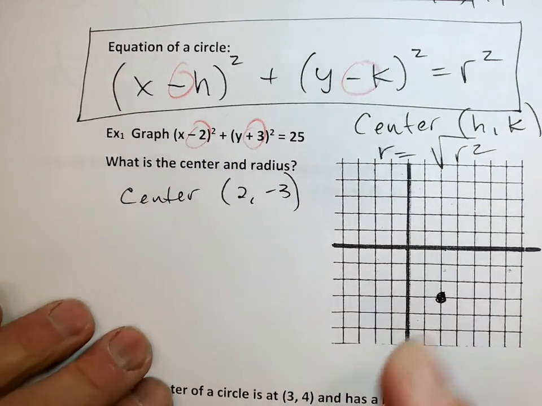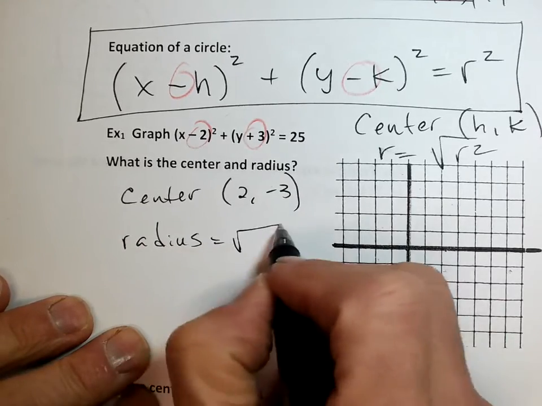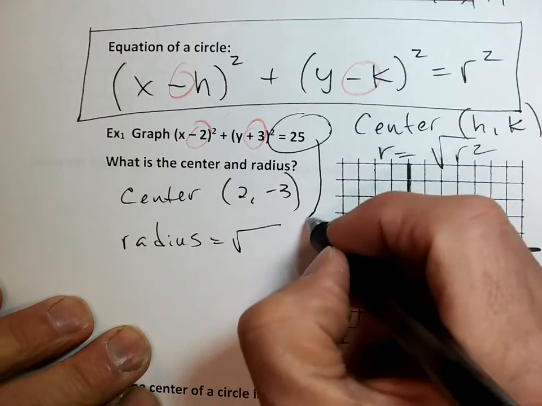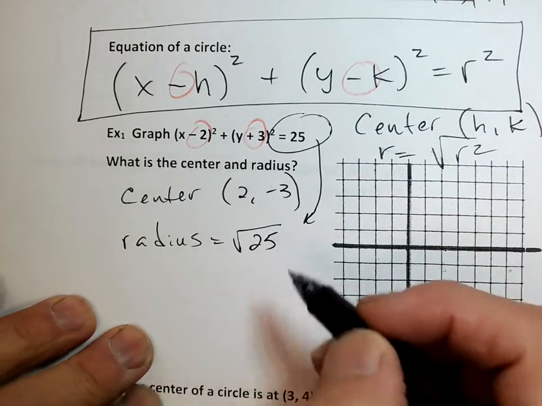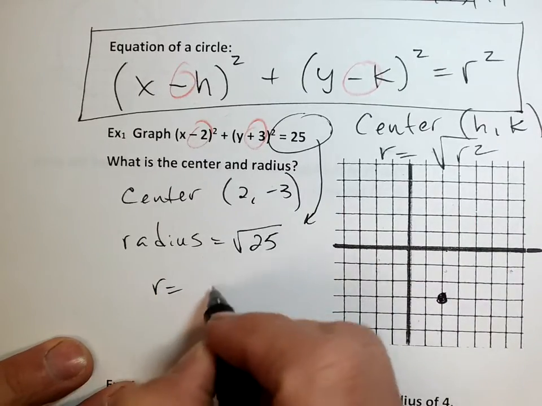The radius is the square root of this number. That's it. So the square root of 25 is 5. Okay, so the radius of this circle is 5.